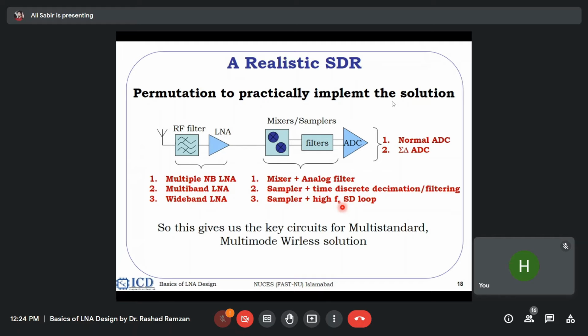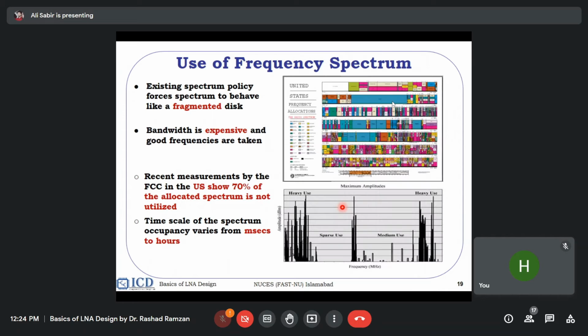And then at the AD converter, we can have a normal ADC, which is a flash type of ADC, or we can have a sigma-delta type of A to D converter, or a successive approximation type of A to D converter, any type of A to D converter which is feasible for our design. So this is the realistic SDR. I hope it's clear to everyone. Yes. Now let's see the spectrum.